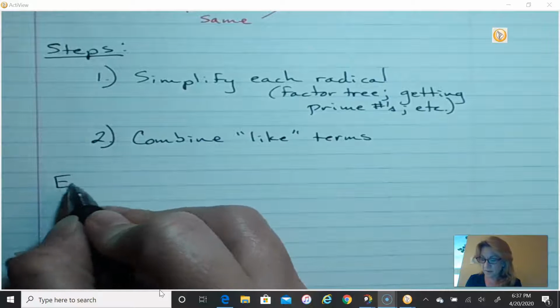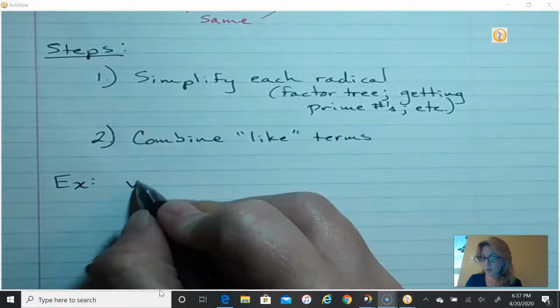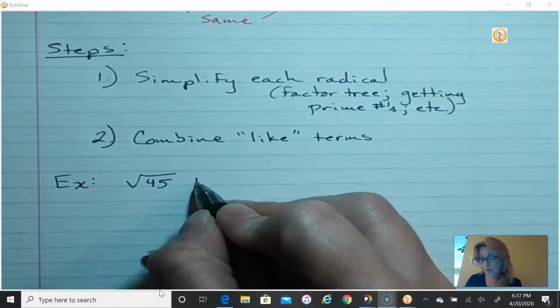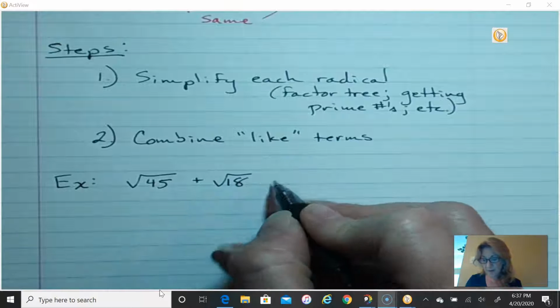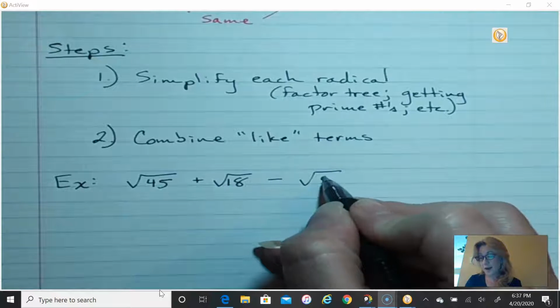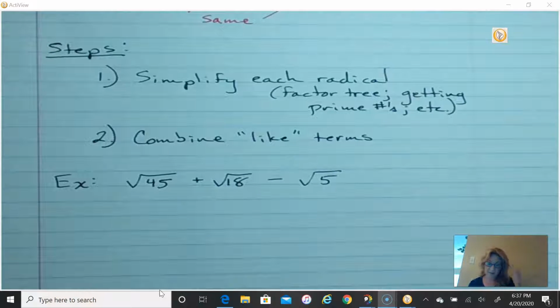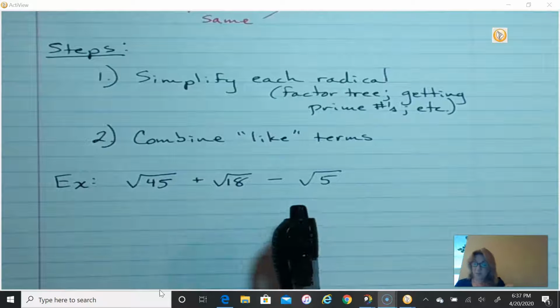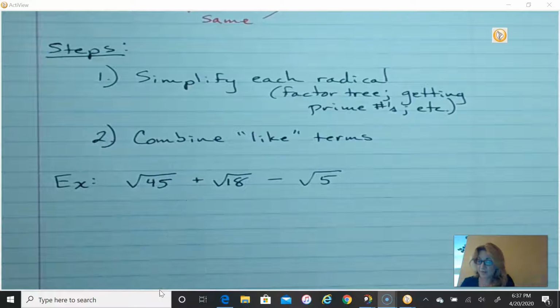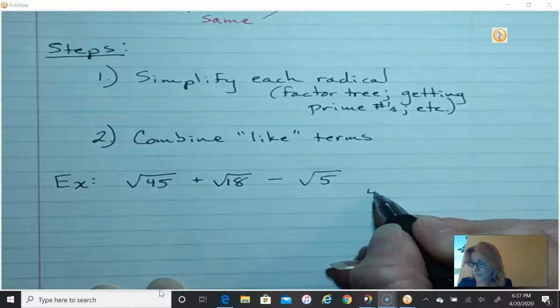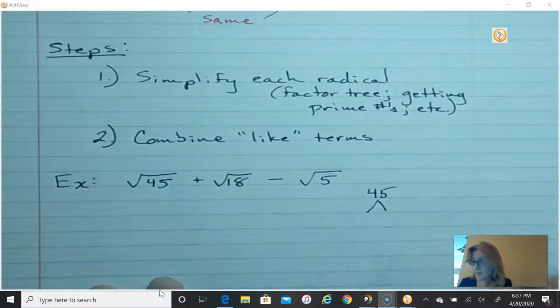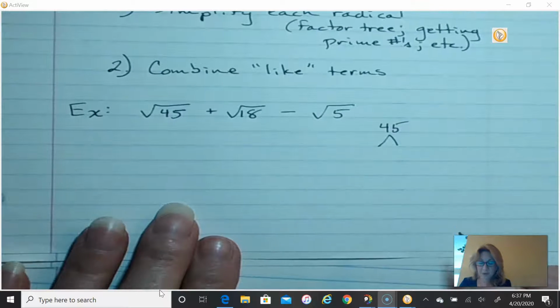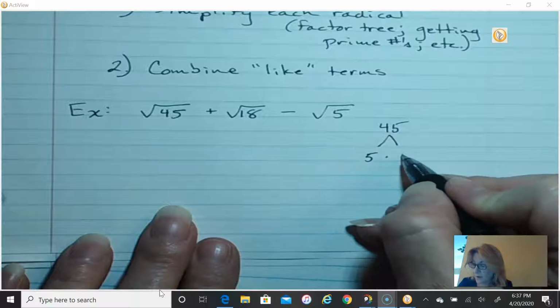All right, so let's do another example. Square root of 45 plus square root of 18 minus square root of 5. Okay, so that's a little bit crazy. All right, so here we go. These are not simplified. This is prime, so it's all good, right? But these two are not, so we're going to have to do the factor tree over here. All right, so 2 numbers, when multiplied, give you 45. 5 times 9.